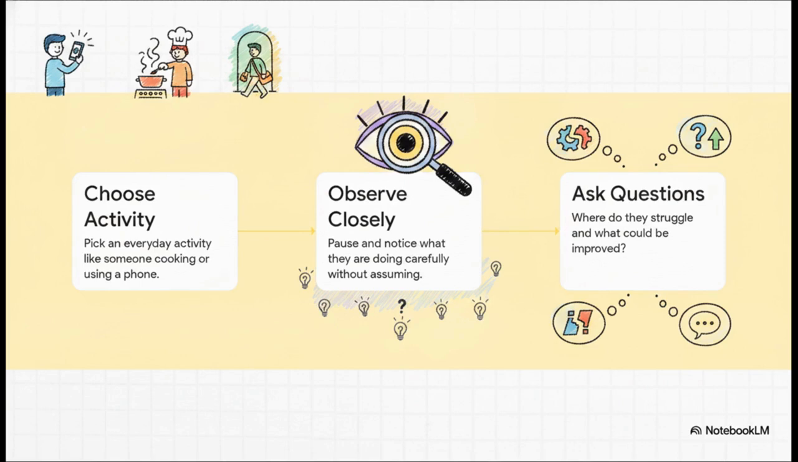Just pause and really notice. Don't interfere, don't help, just watch. Step 3, ask yourself some questions. What are they actually doing? Where exactly do they hesitate or struggle? And most importantly, what could be improved?